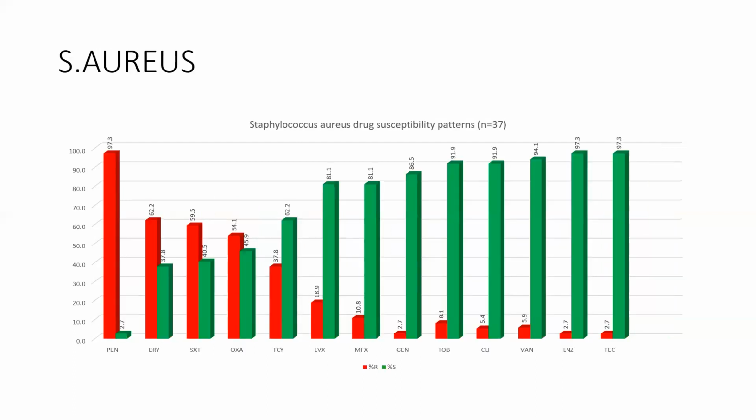But for Staph aureus, we feel we are much better. We still have sensitivity for several of our antibiotics: levoflox, Genta, tobramycin, colistin, vanco, they're still quite susceptible. The antibiotics are still quite good for Staph aureus.